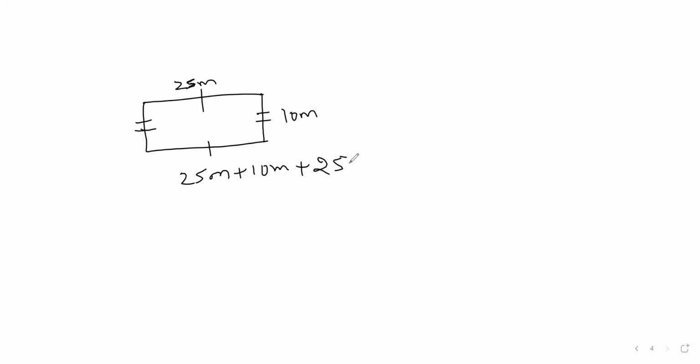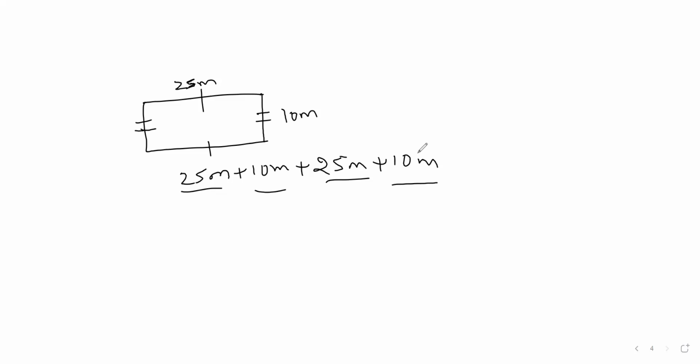Now if they have given you a rectangle, in a rectangle you know opposite sides are equal. This side is equal, and this side is equal. So if they have given that the length is 25 meter and the width is 10 meter. Okay. So how do you find the perimeter? Perimeter is 25 plus 10 plus 25 plus 10. So 25 is coming 2 times, 10 is coming 2 times.